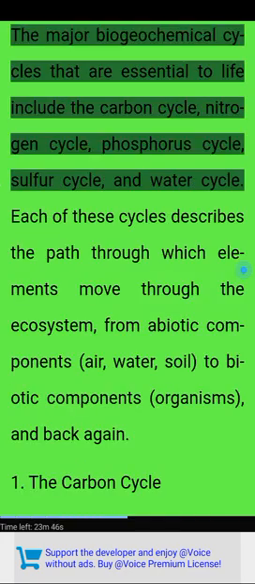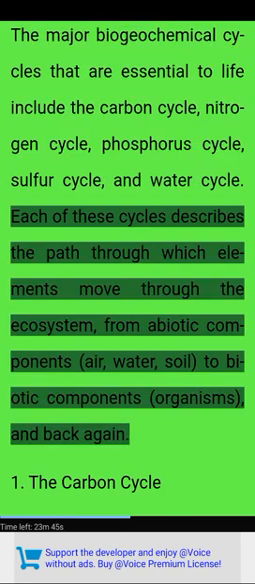be sustained. The major biogeochemical cycles that are essential to life include the carbon cycle, nitrogen cycle, phosphorus cycle, sulfur cycle, and water cycle. Each of these cycles describes the path through which elements move through the ecosystem, from abiotic components (air, water, soil) to biotic components (organisms), and back again.